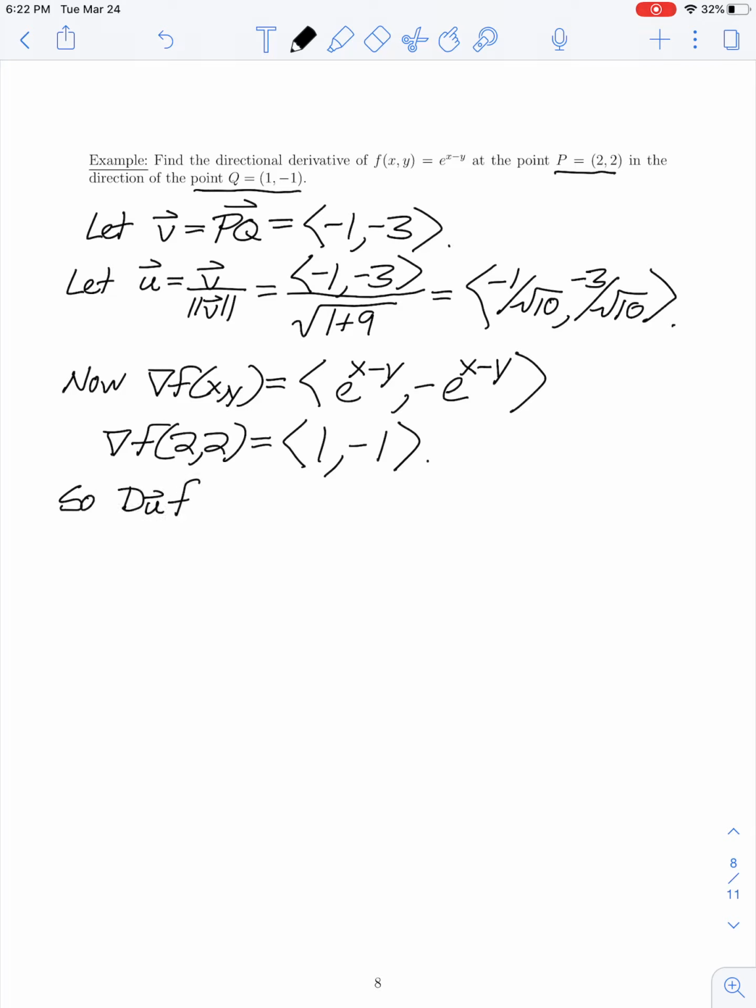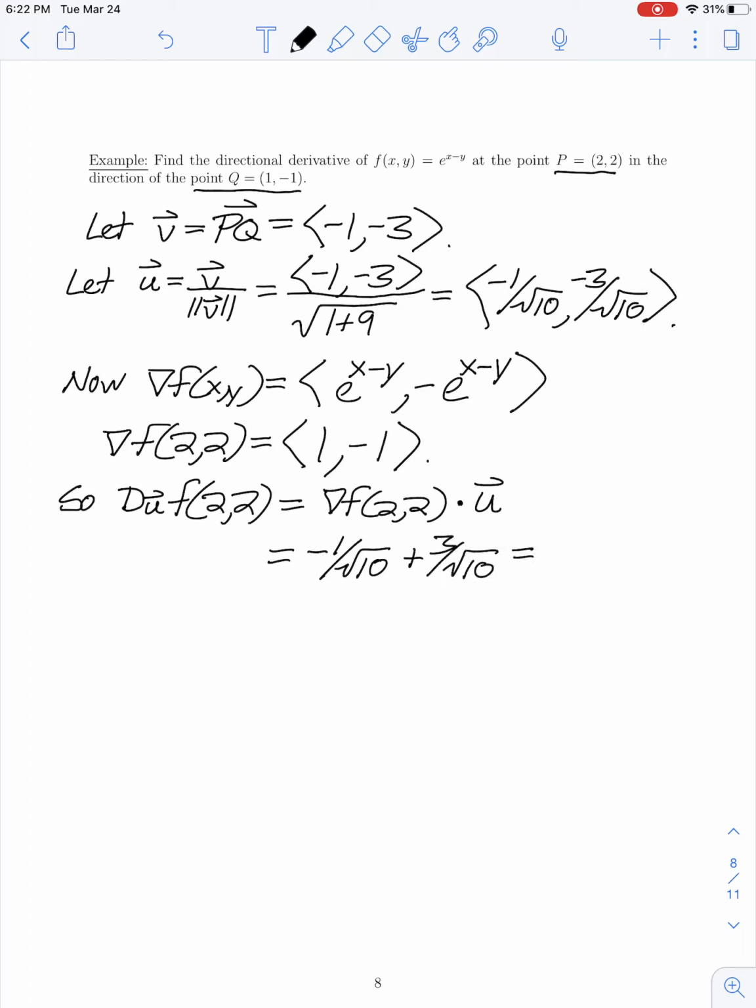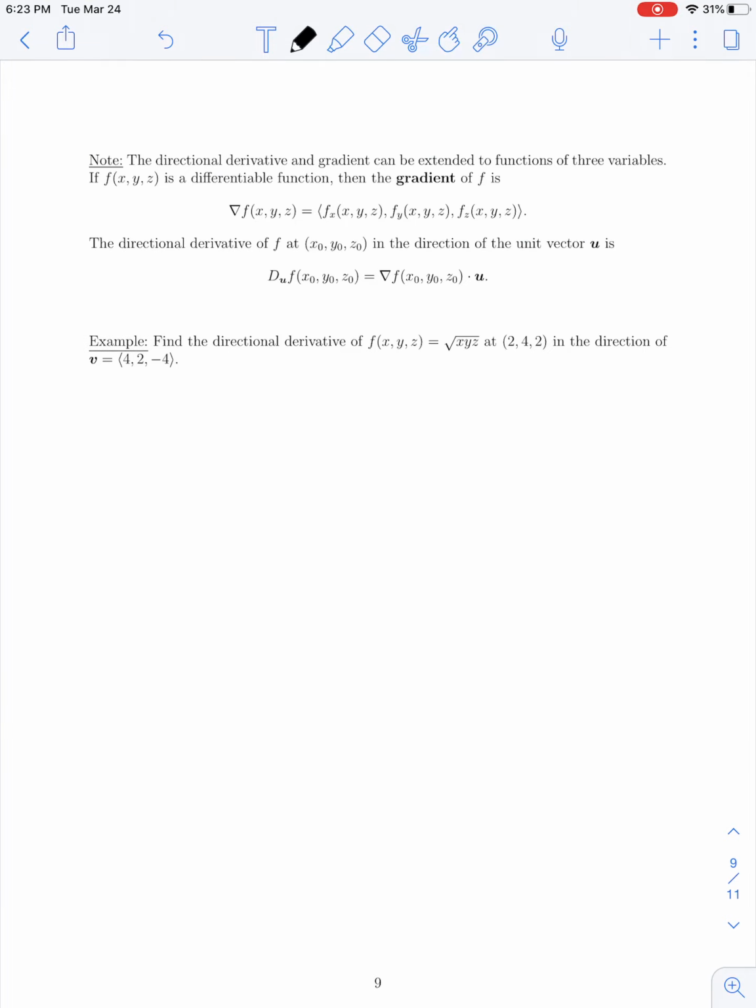So once we have these components, we're now ready to find our directional derivative of the function f at the point 2, 2 in the direction of u. Again, we find this by taking the dot product of our gradient vector at the point 2, 2 with our unit vector. So here we have -1 over the square root of 10 plus 3 over the square root of 10, or 2 over the square root of 10. All right.